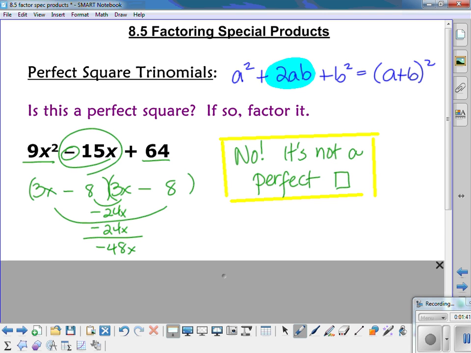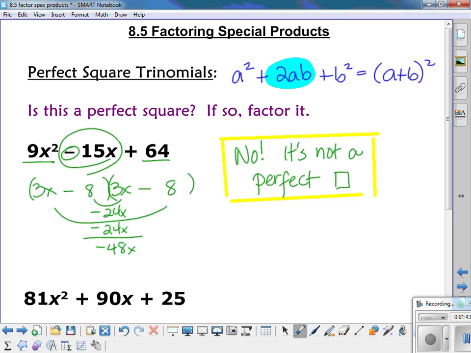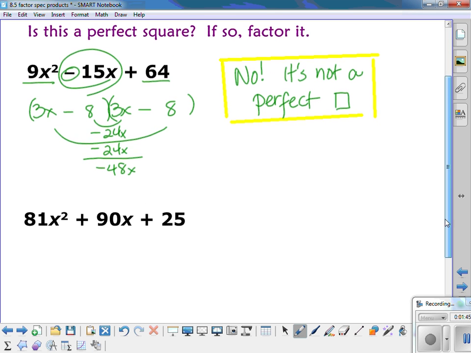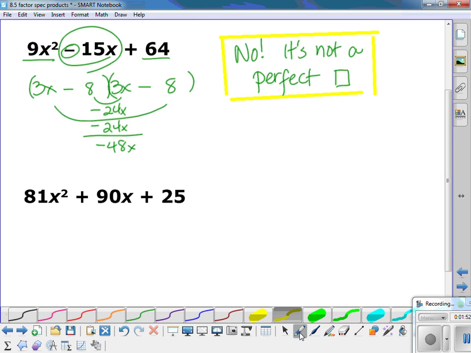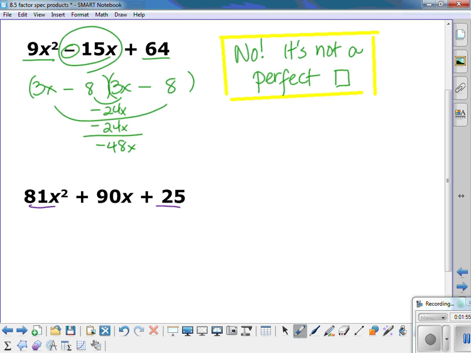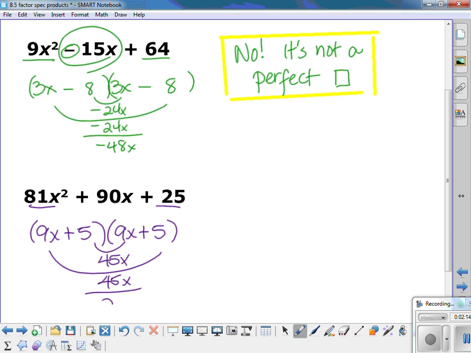I've got another one for your notes right here. All right, so now I have 81x squared plus 90x plus 25. So again, I've got perfect squares on either end. So I'm going to see if 9x plus 5 times 9x plus 5. I'm going to check the inside and the outside and see if I get that 90x. So 5 times 9x gives me 45x. 9x times 5 also gives me 45x. That adds up to 90x.